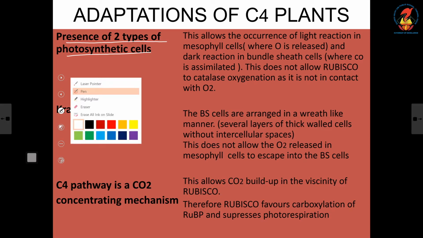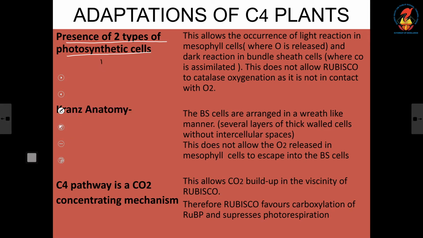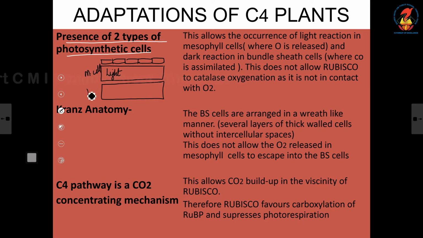When I drew in the previous video, I drew the epidermis, and immediately after the epidermis I indicated the 2 cell types. One is a mesophyll cell and second is the bundle sheath cell. Why did they have 2 cell types? The reason is that light reaction occurs in the mesophyll cell and dark reaction occurs in the bundle sheath cell.